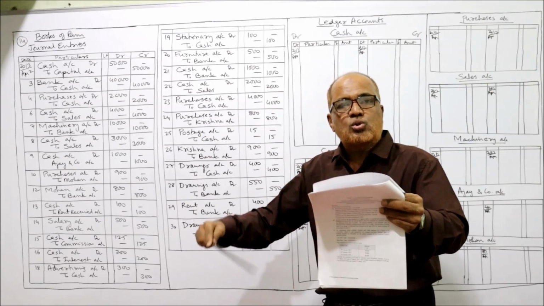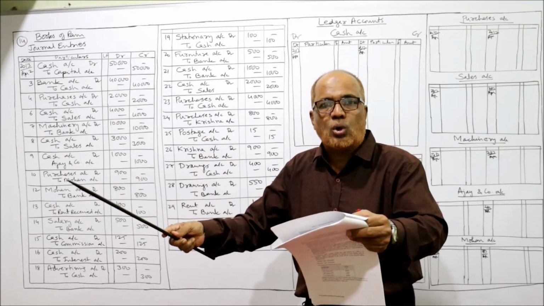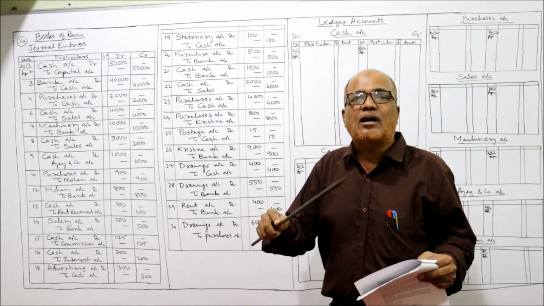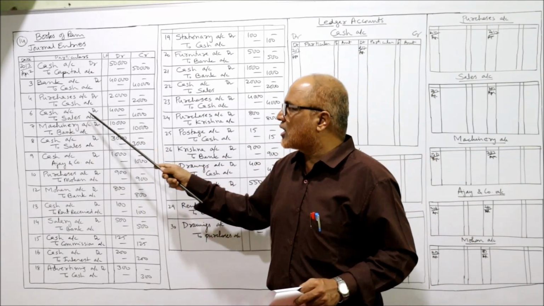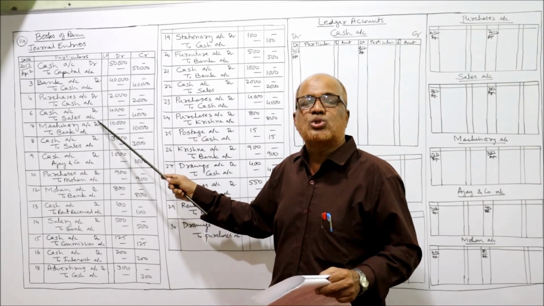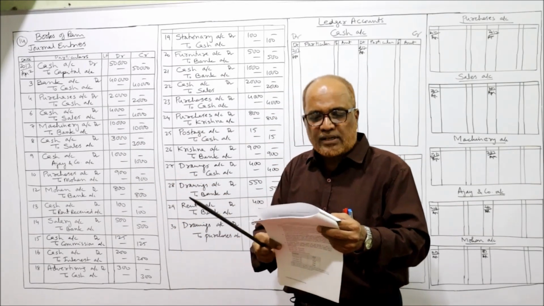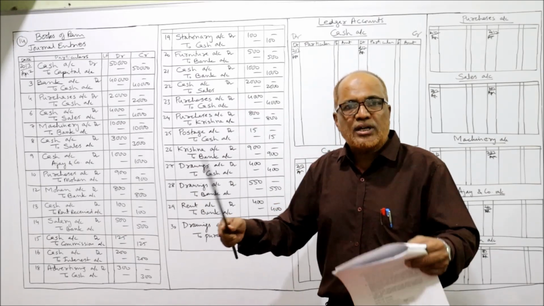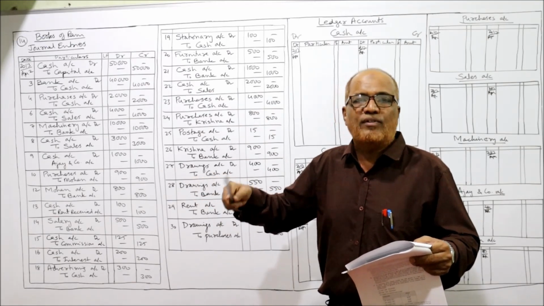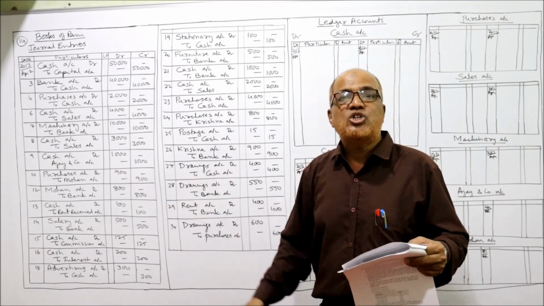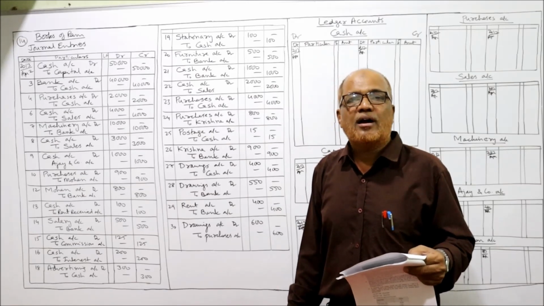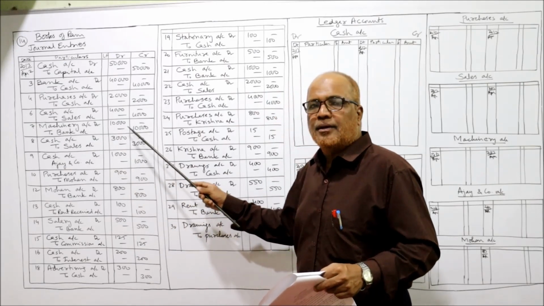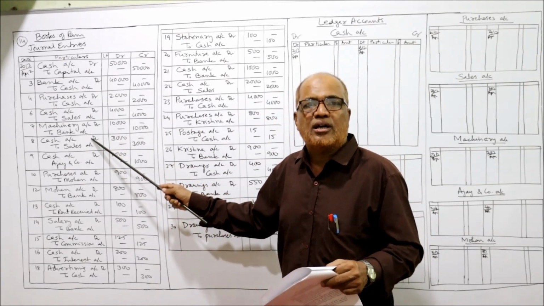Next, 6th, sold goods for cash. Goods are sold and cash is received, so cash is coming in. So cash account debit to sales. So here you can see cash account debit to sales, being the goods sold for cash. Next one, 7th, purchased machinery, payment made by check. Machinery is coming in, so we debit machinery, and payment is made by check, so to bank. Machinery account debit to bank, bank account credit, being the machinery purchased and check issued.